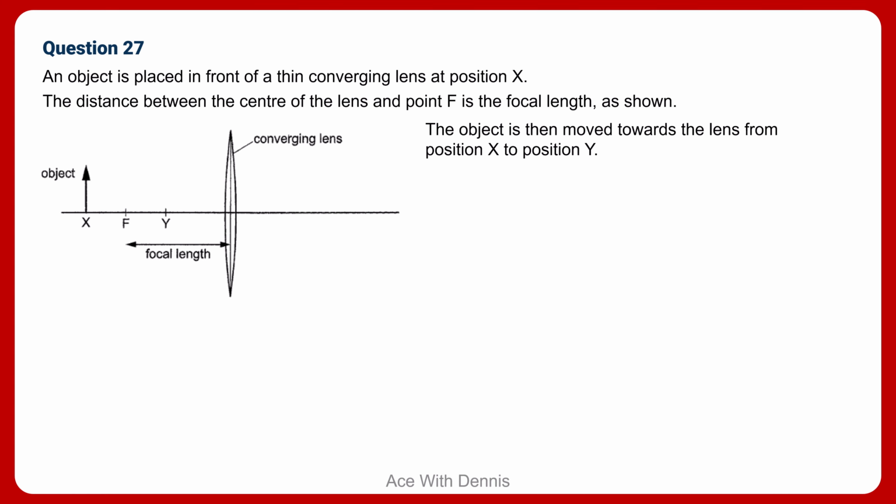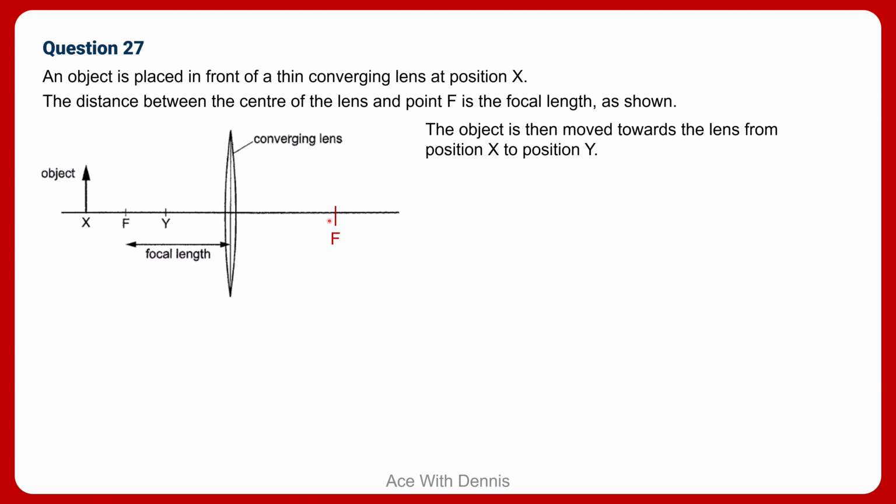Let's draw the ray diagram to determine the answer. So when the object is at position X, this is how the ray diagram looks like. What we need to do is we draw the focal point here, same distance with this one. So this is the focal length from here to here. For the converging lens, it is the same from here to here, the focal length.